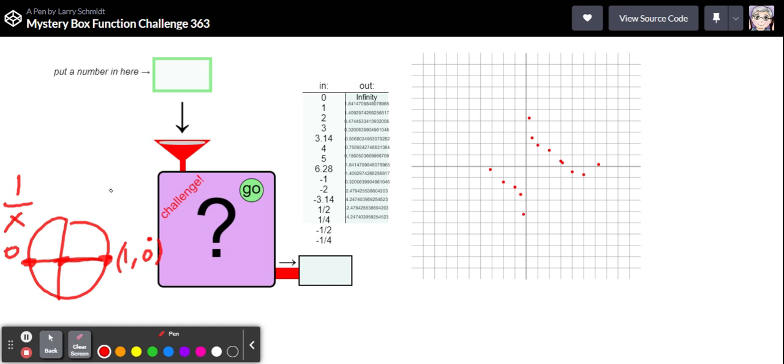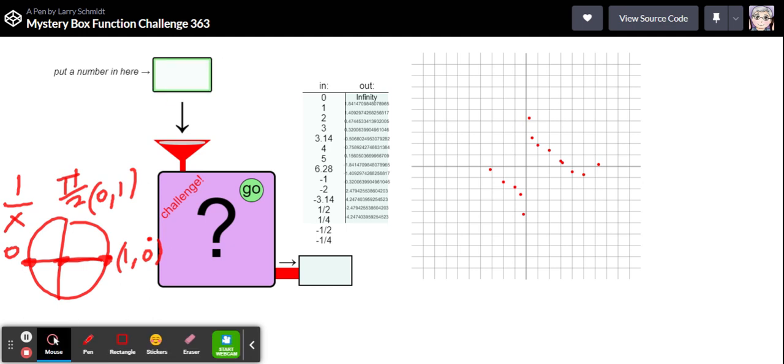Let's look at pi over 2. The other place that's an easy place to look here is pi over 2, and your coordinates here are 0, 1. So the sine should be 1 at pi over 2. So let's just put in a 1.6 to give an approximation for pi over 2. And we're getting 1.624, etc. So what could this be?